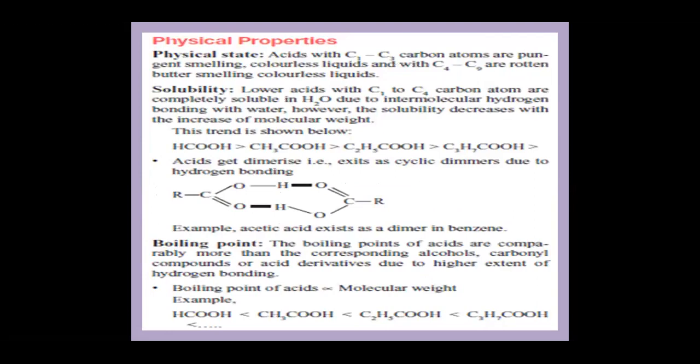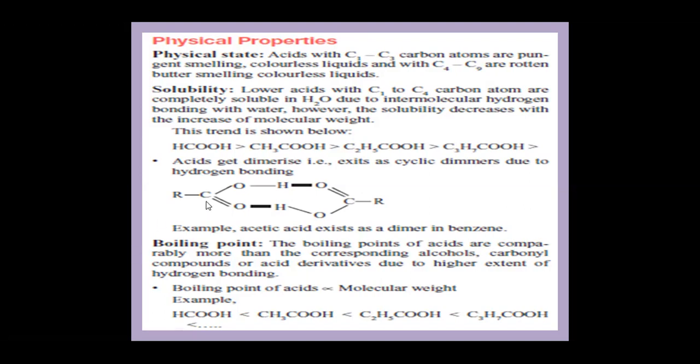Physical properties of carboxylic acids. Physical state: acids with C1 to C3 carbon atoms are pungent smelling, colorless liquids, and those with C4 to C9 are rotten butter smelling, colorless liquids. Solubility: lower acids with C1 to C4 carbon atoms are completely soluble in water due to the formation of hydrogen bonding. However, the solubility decreases with increase in molecular weight or with increase in the number of carbon atoms.